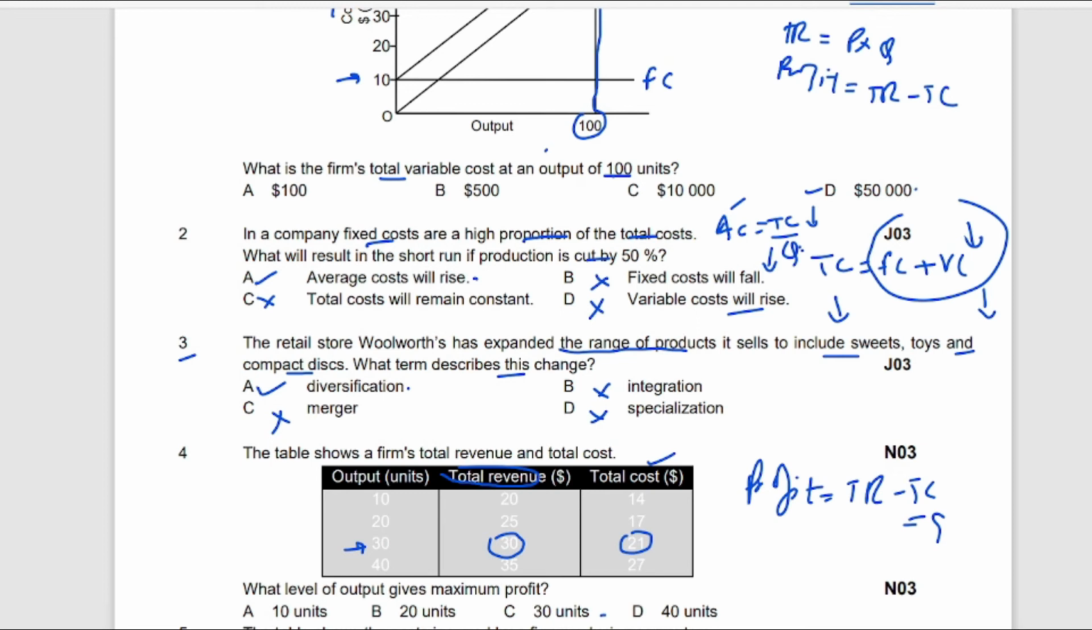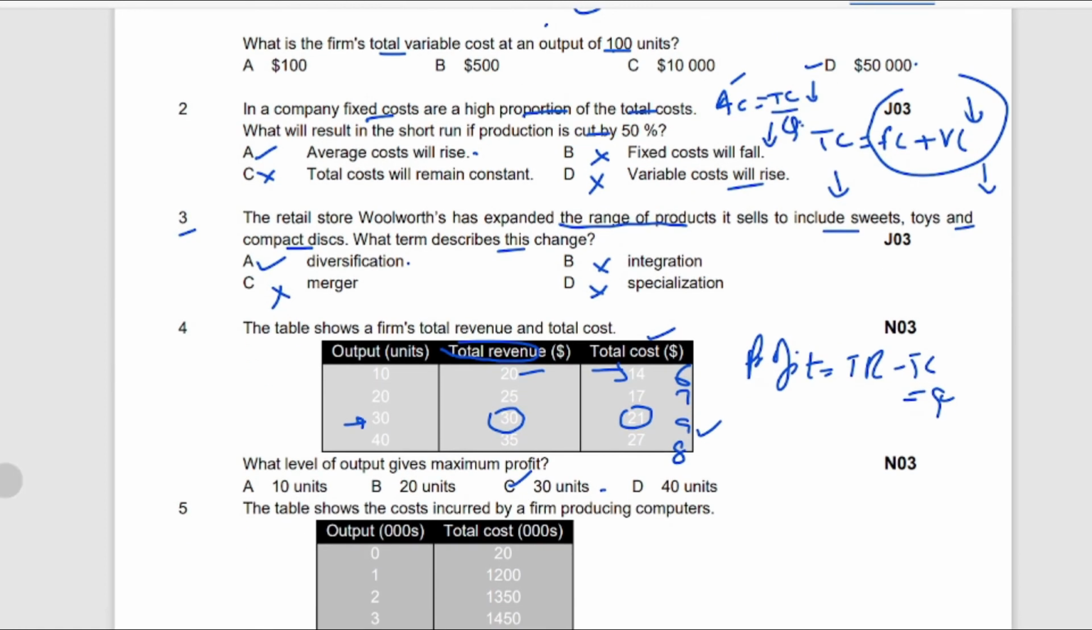So 9 is the profit, and this is the maximum profit we can get. If we deduct 20 minus 14, the answer is 6. 25 minus 17 gives you 7, and this is 9, and 35 minus 27 is 8. So it means that this is the highest level of profit. So 30 is the correct answer. Option C is the correct answer.